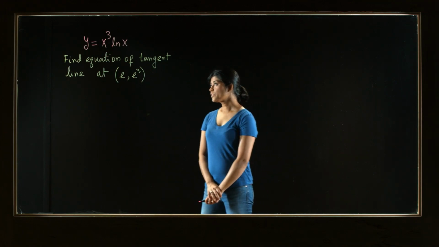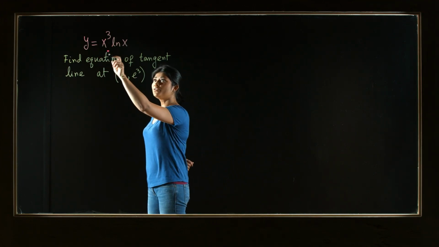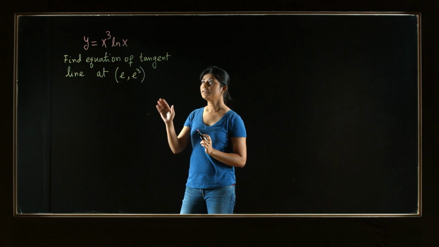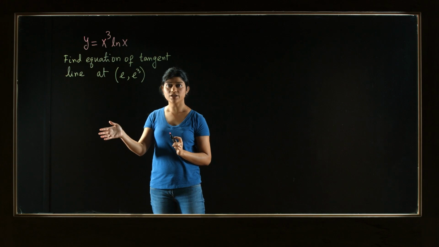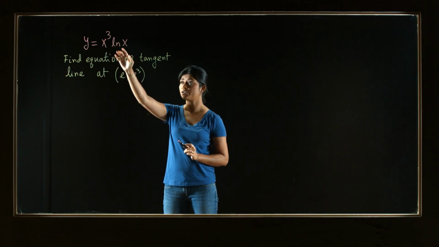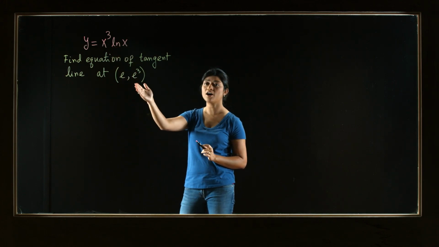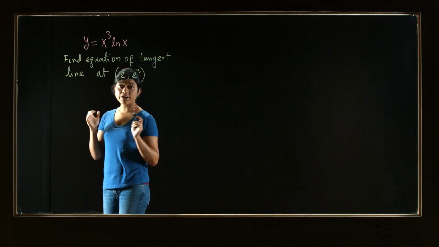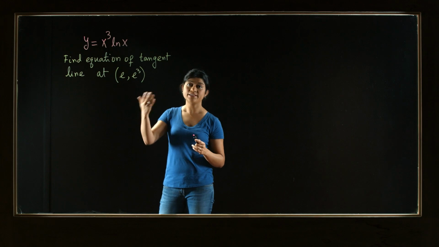In this problem, we have the function y equals x cubed times natural log of x. We have to find the equation of the tangent line to the graph of this function at the point (e, e cubed). So, we have to write down the equation of a line. Tangent line is a line.